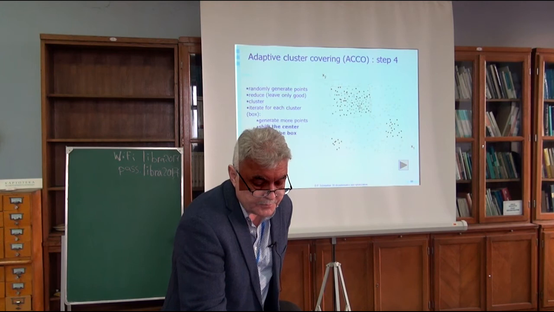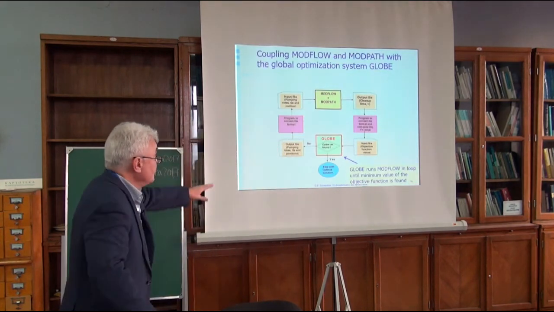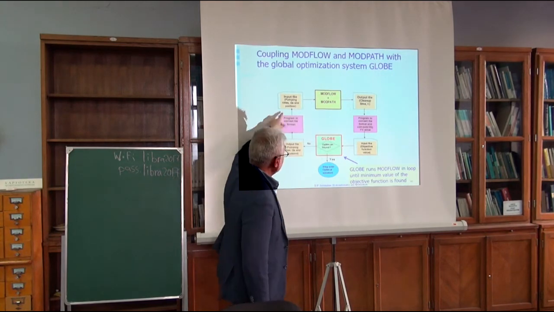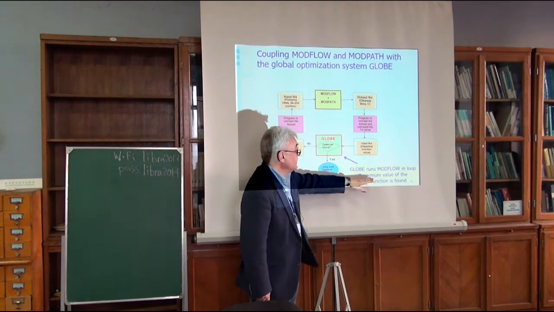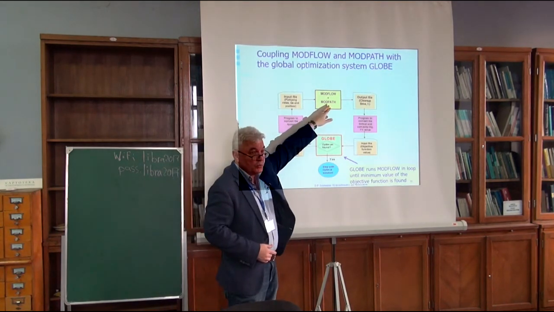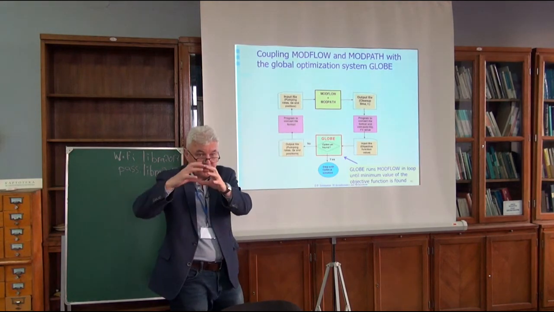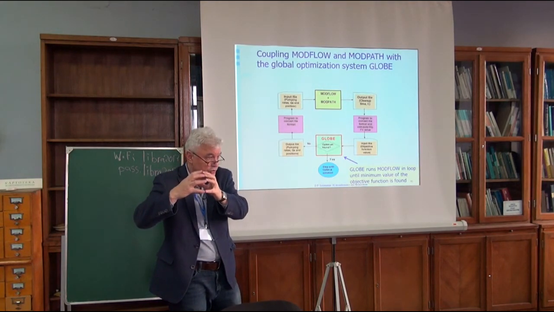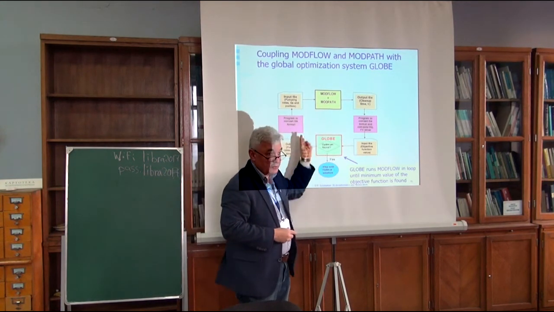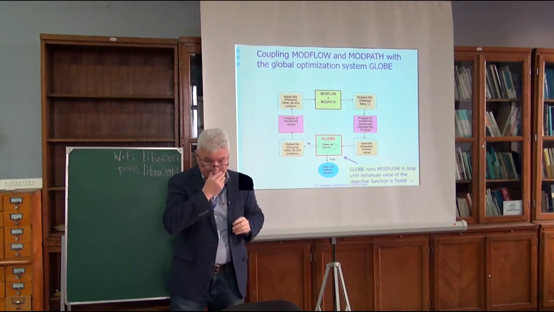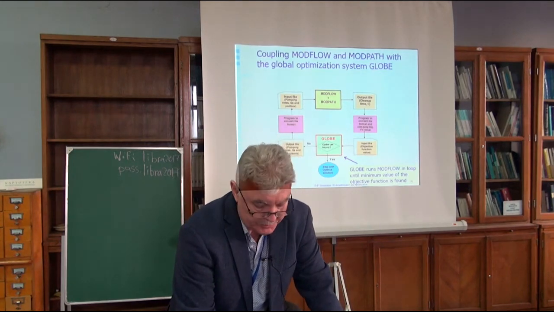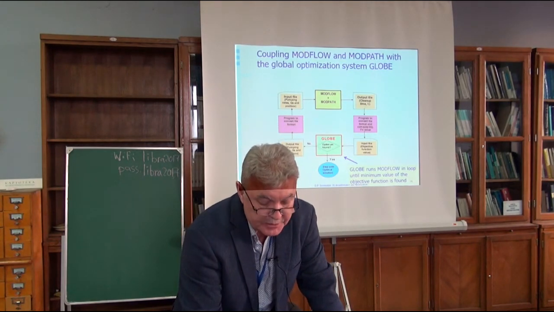Again, we use adaptive cluster covering, as I showed. And this is our optimization loop. This is the ModFlow model over here, and this is the GLOBE algorithm. We run it in a loop until the minimum value of the objective function is found. In another paper, as I said, we run ModFlow offline, generate a nonlinear statistical model, which is a neural network, and then put it in the optimization loop instead of ModFlow, and we can run it much faster, many times. So that's the use of metamodeling in model-based optimization when the model is really complex and needs a lot of time to run.